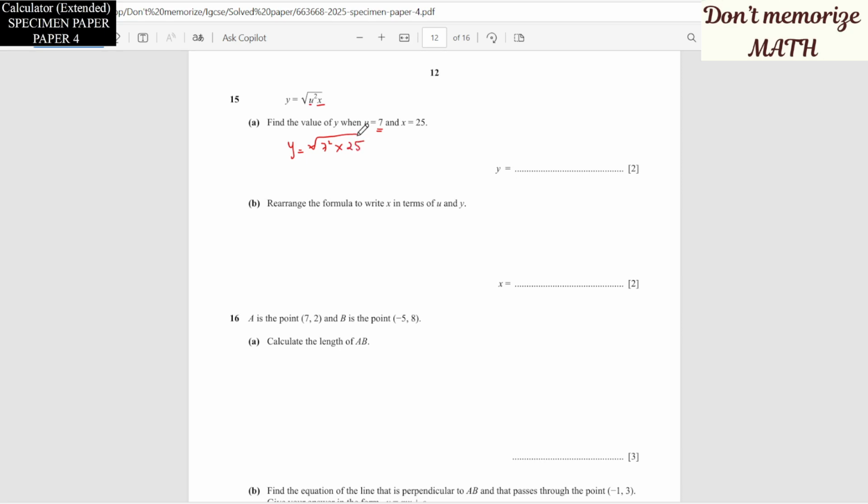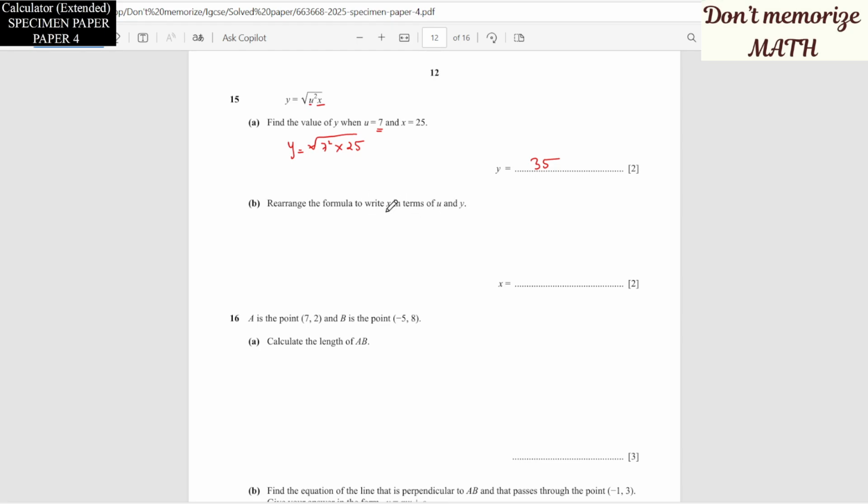So you can take the calculator, press square root, 7 squared times 25. So you will get 35. So the answer is 35. Okay, next one. Rearrange the formula to write x in terms of u and y.